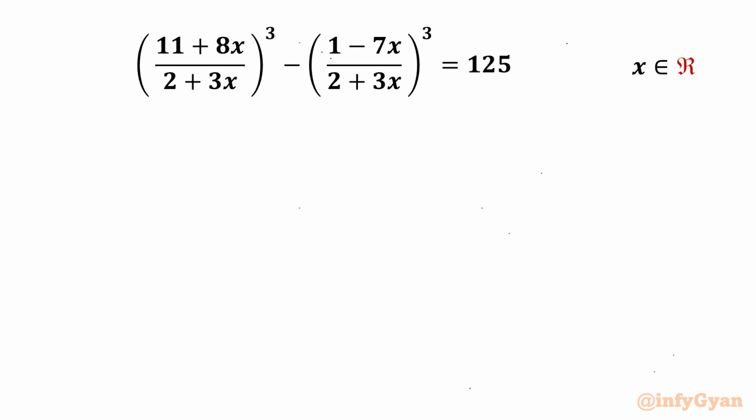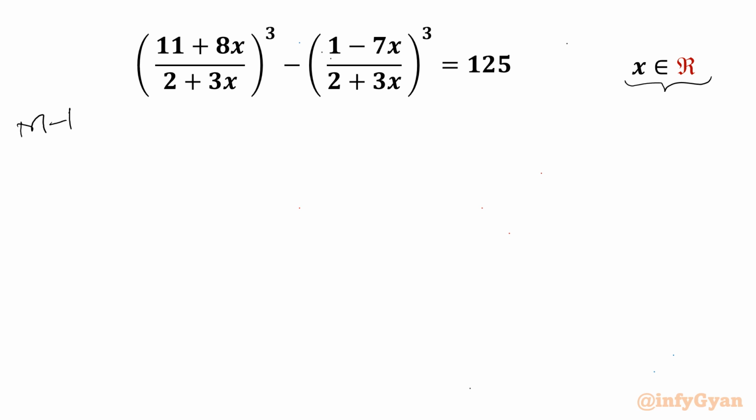In this video, we have one very interesting and challenging question from algebra. The equation is (11 + 8x)/(2 + 3x) whole cube minus (1 - 7x)/(2 + 3x) whole cube equal to 125, and we'll be solving for real solutions only. I will share three different methods to proceed with this question.